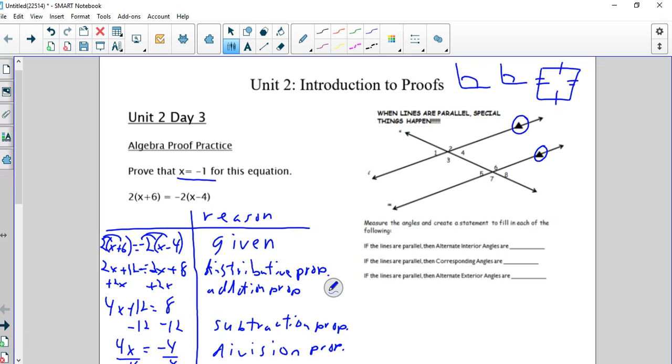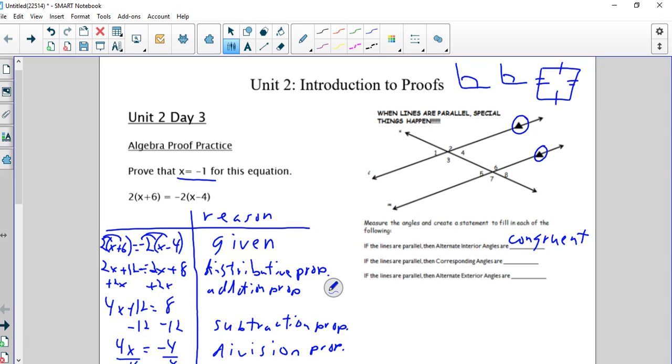Well, we spoke about this the other day. When you have parallel lines and you have a transversal cut through it, very special things happen. If the lines are parallel, alternate interior angles are congruent. So 4 and 5. You remember in the previous video, we talked about 4 and 5 being acute angles, and 3 and 6 being obtuse angles, and they are actually congruent. In fact, all of the obtuse angles in this situation, 2, 3, 6, and 7, are congruent. And all of the acute angles, 1, 4, 5, 8, are congruent.